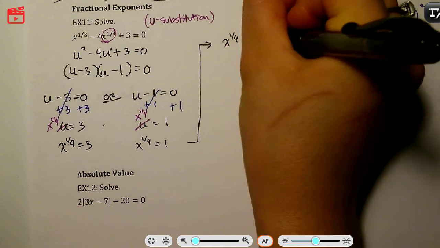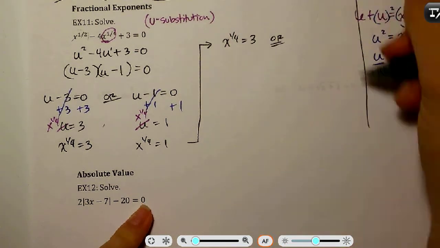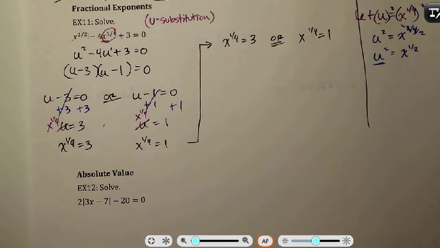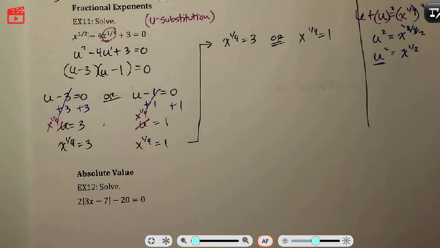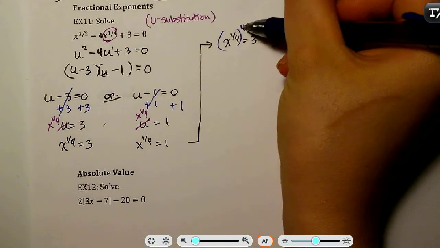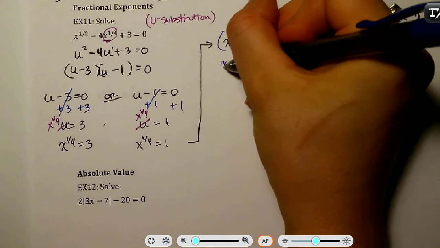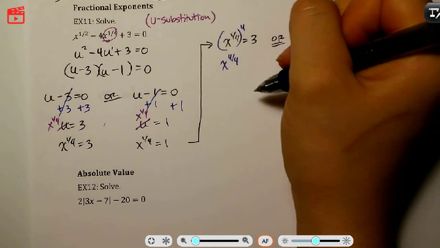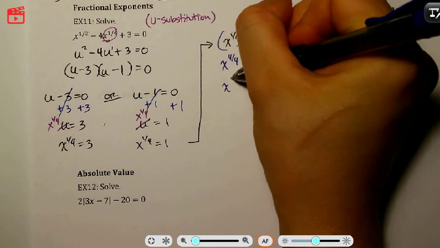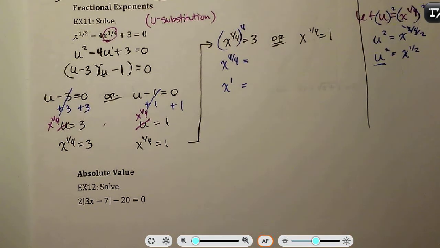x to the fourth equals 3, or x to the fourth equals 1. We need to get x equals, not x to the fourth equals. So how do I solve for x? Well, if I raise both sides to the 1/4 power, when I use the power rule, that'll be 4 times a fourth. That'll be x to 4 over 4 equals, and then 4 over 4 is x to the 1 power, so I can solve for x.